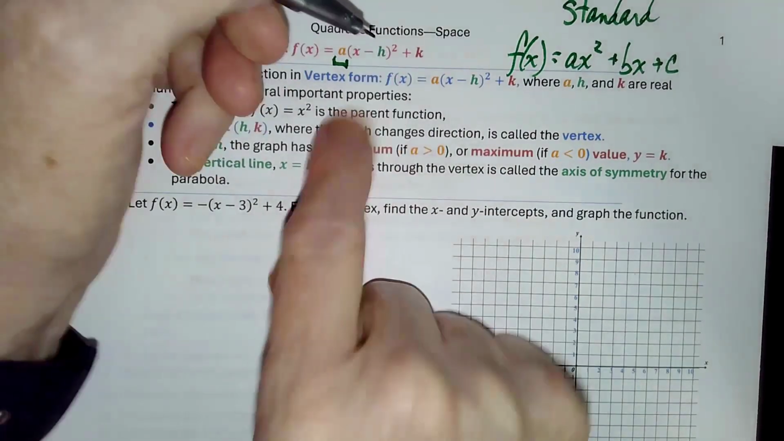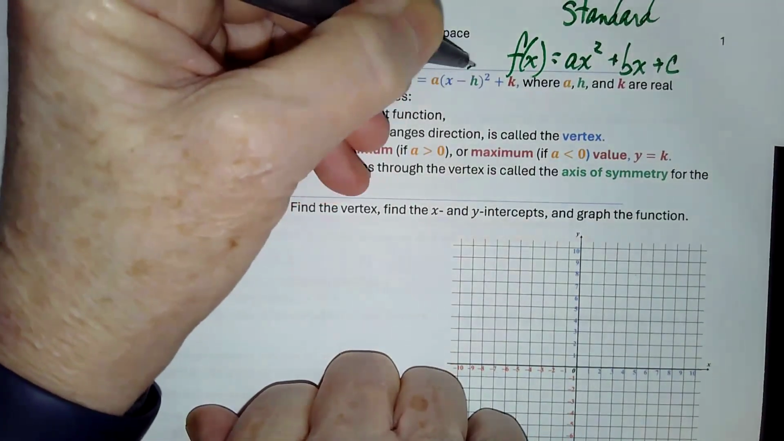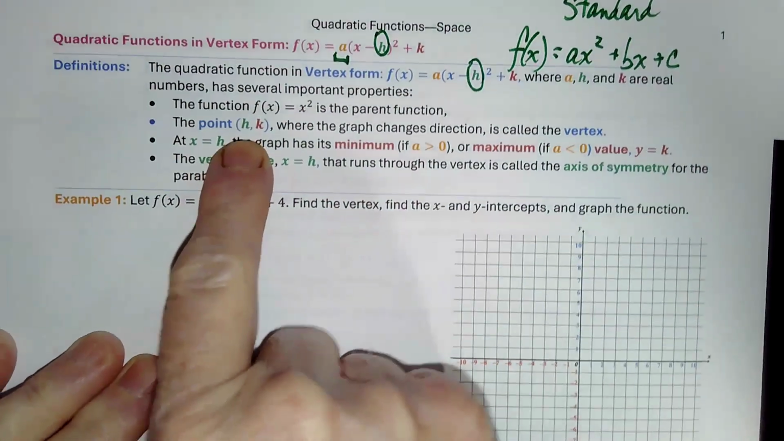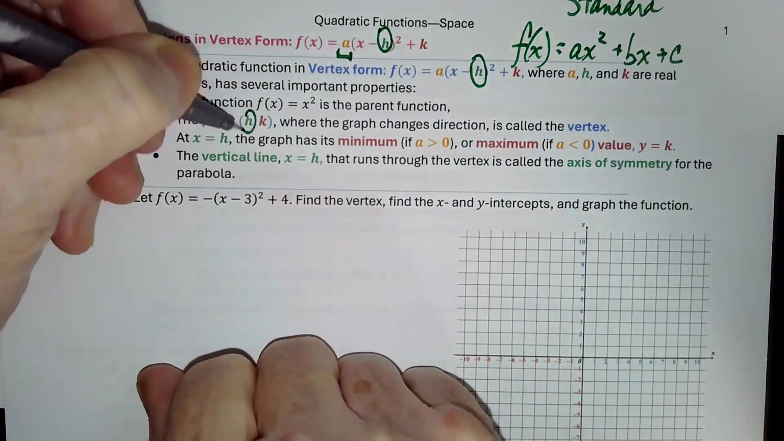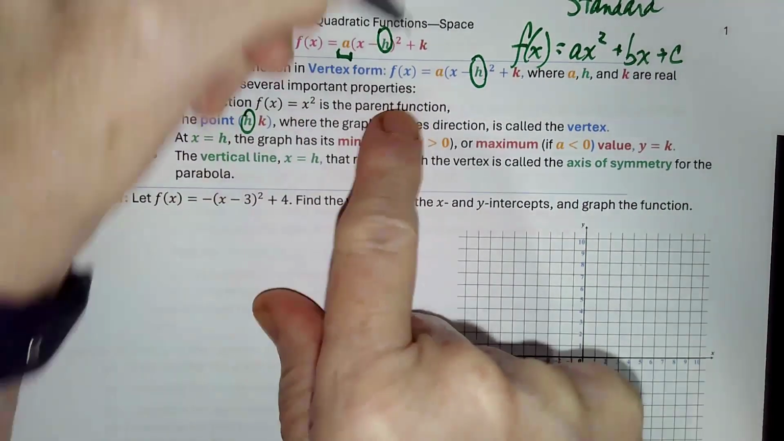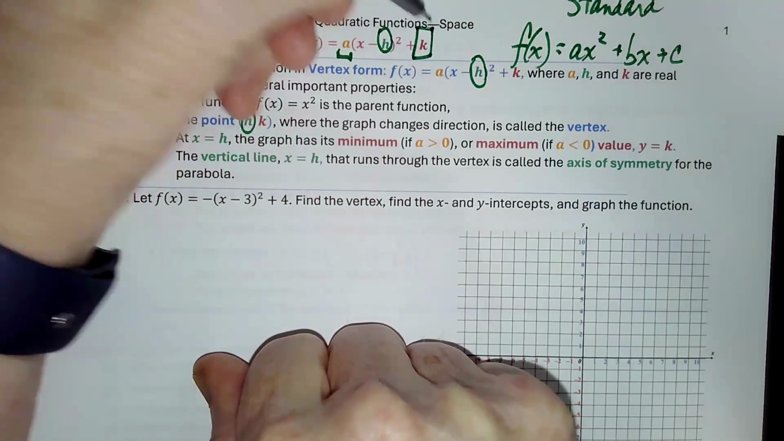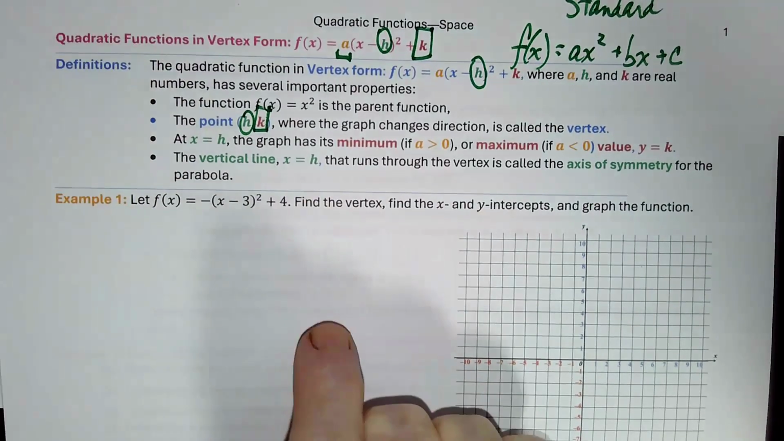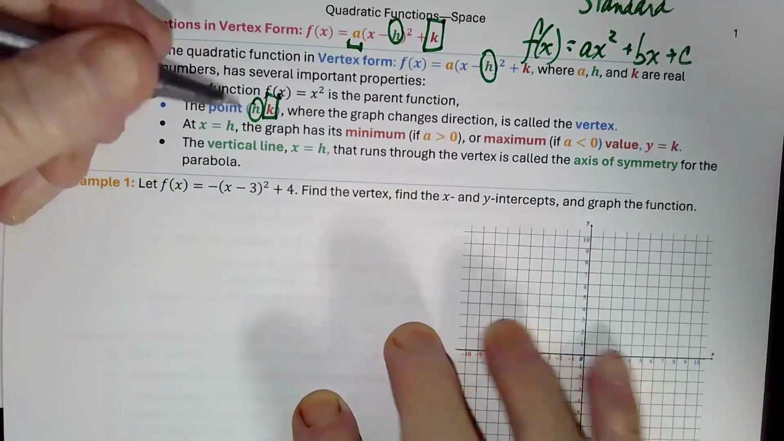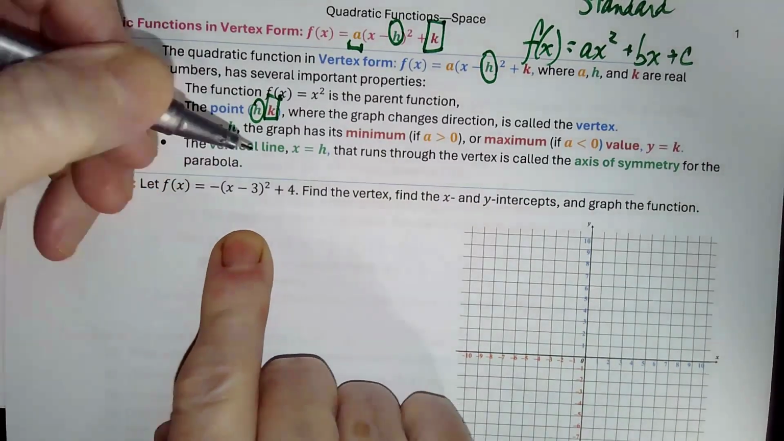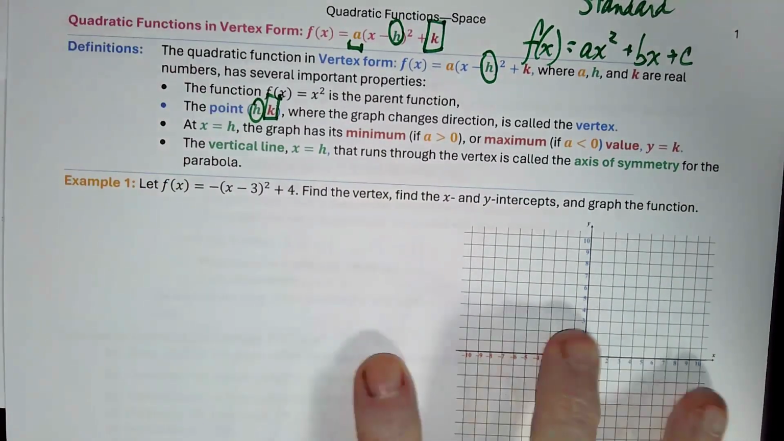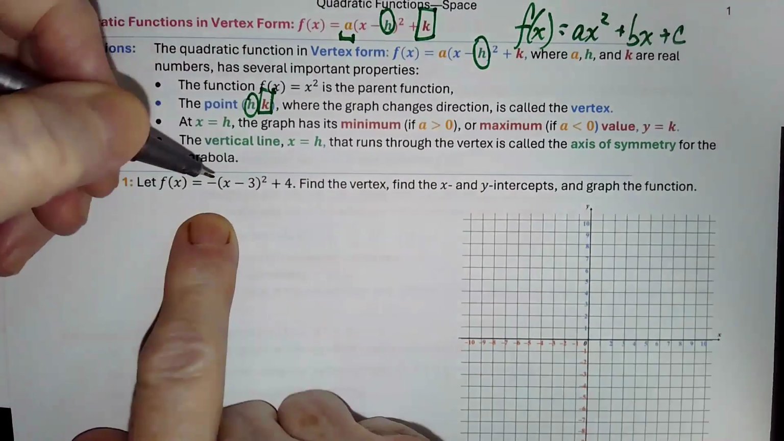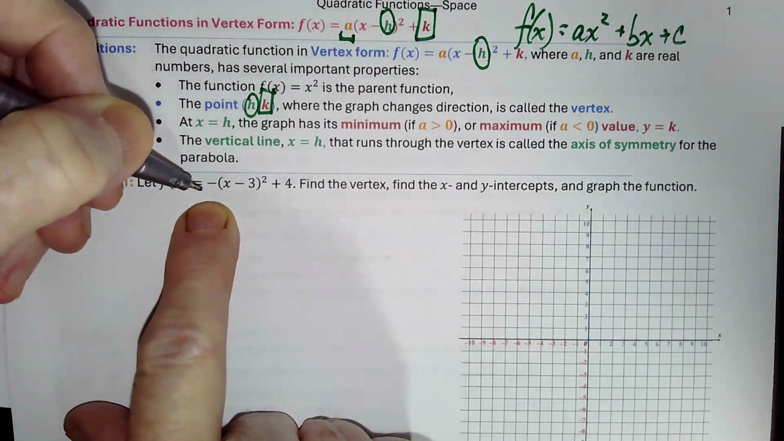So h is the x coordinate of the vertex, and k is the y coordinate of the vertex. So let's look. First of all, we're going to see if we can figure out what a, h, and k are. So what number is in front of the parentheses here?